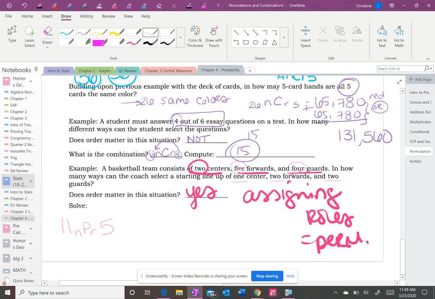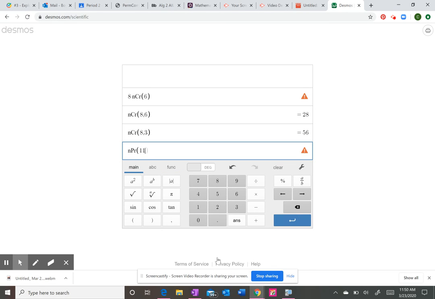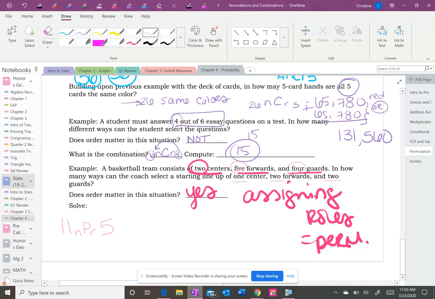So you would do 11 NPR. NPR, I don't know, I put the emphasis on the R. What is it? I'll do it on the other calculator. So again, NPR, 11, and you're choosing 5, but you're assigning them a role. And so it becomes very specific. There are 55,440 ways. So there's going to have to be more combinations because you're assigning specific roles. 55,440.